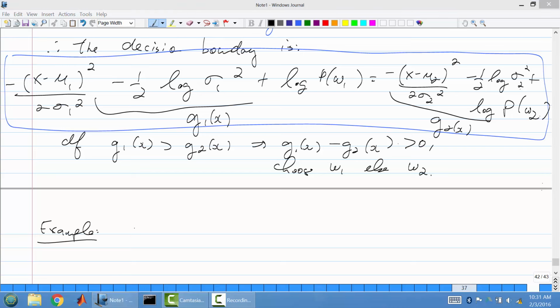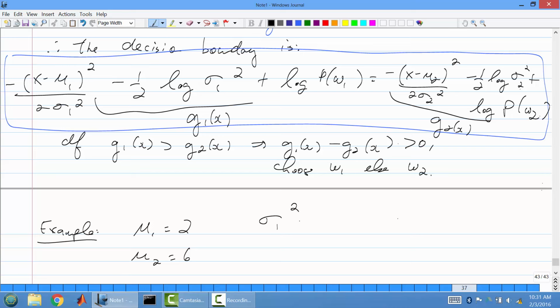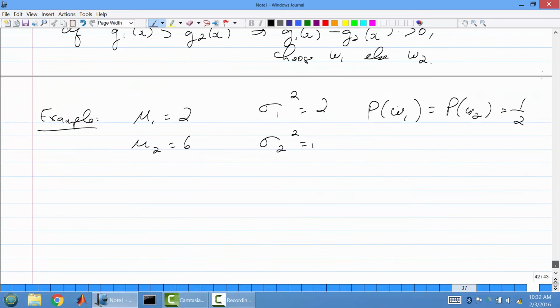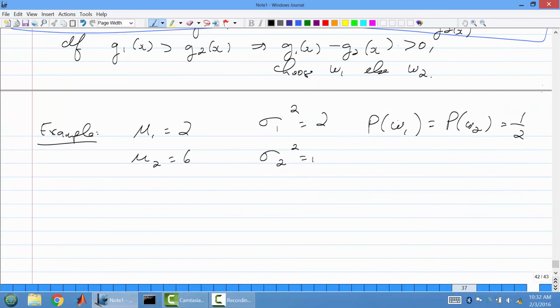Example. So let's say I'm given the following, just for one feature. Let's say the mean for the first class is 2, and the mean for the second class is 6. And let's say that the variance of the first class is 2, and the variance of the second class is 1. Let's also assume that the classes are equiprobable, so they're both equally likely to be chosen, if you don't know anything about the situation at hand.